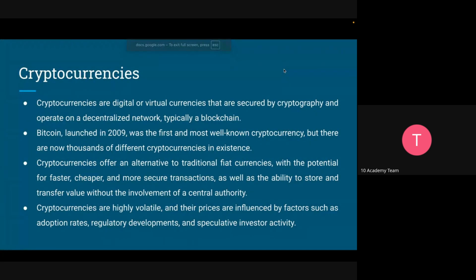So this is just general information that you should know, the types of currencies that we have right now and that are used for transactions around the world. So you should be aware of them and how they operate as well.